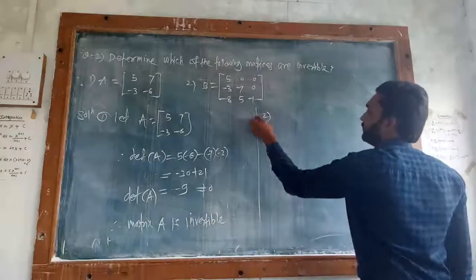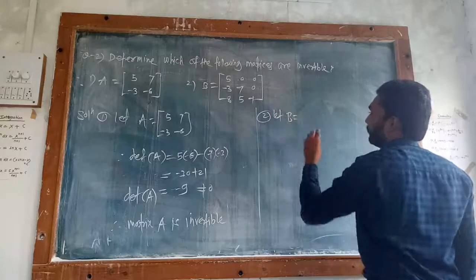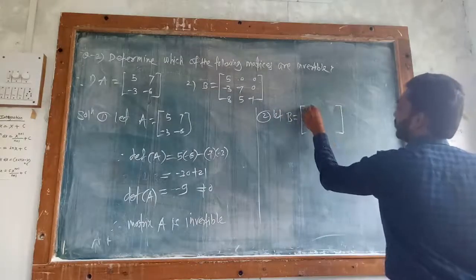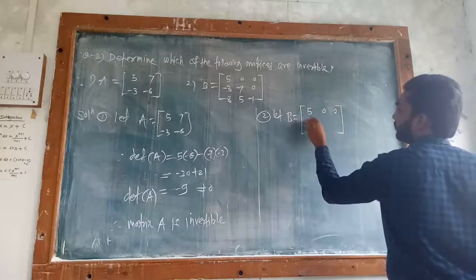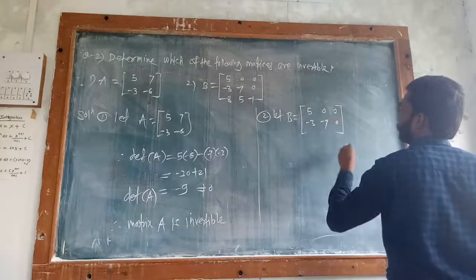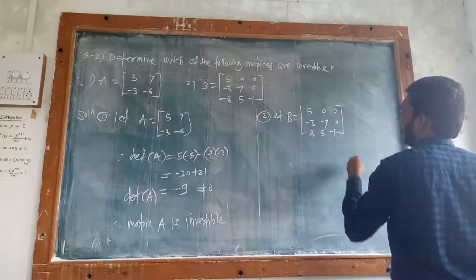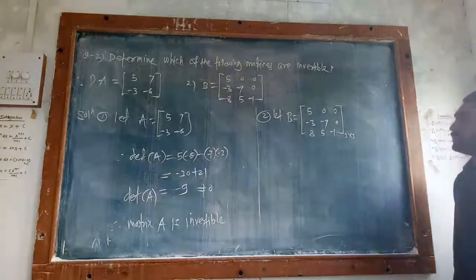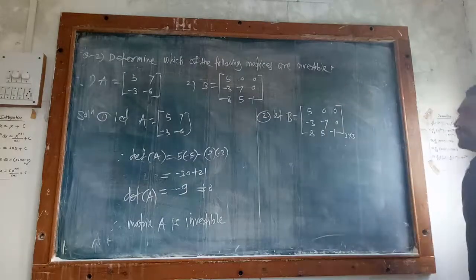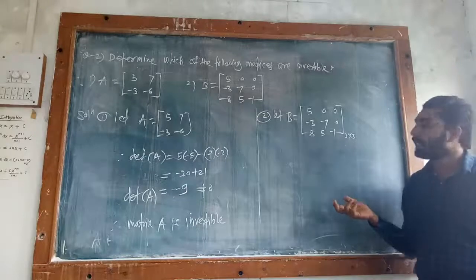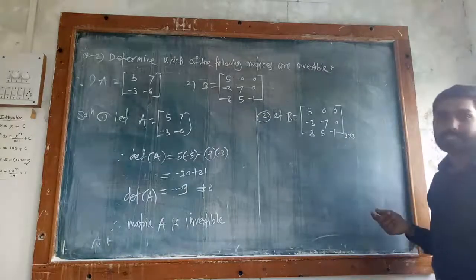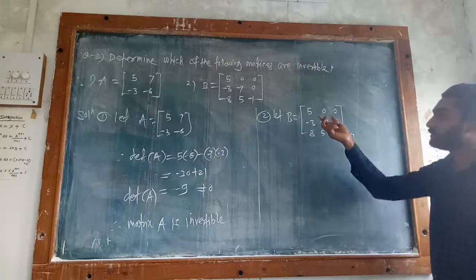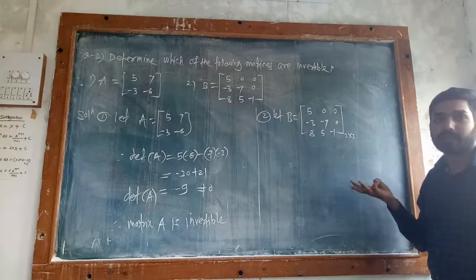So now for the second example, let matrix capital B equal to 5, 0, 0; minus 3, minus 7, 0; 8, 5, minus 1. This matrix is of order 3 cross 3. We want to check whether it is invertible. We can check that in two ways: either check its determinant, or, since the matrix has order 3 cross 3, check that matrix B has 3 pivot elements.